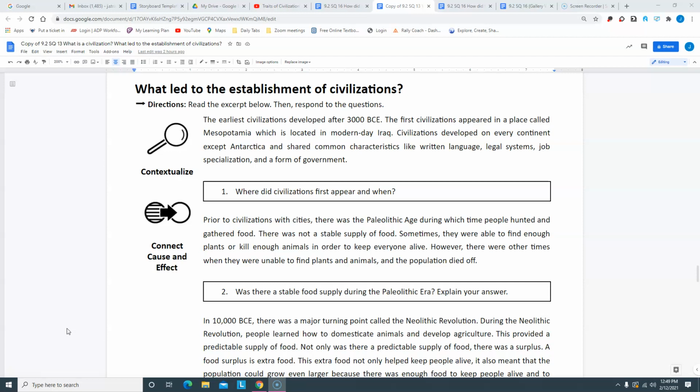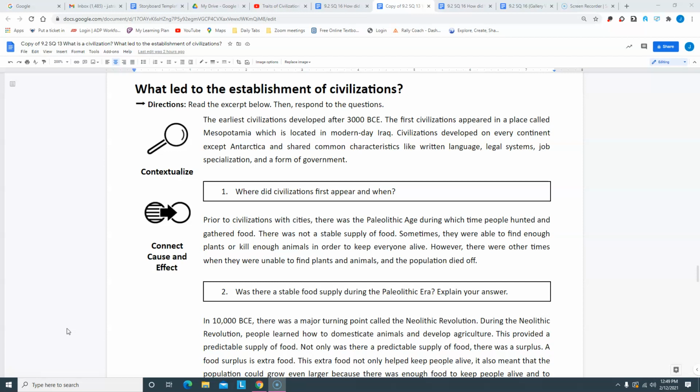The earliest civilizations developed after 3000 BCE. The first civilizations appeared in a place called Mesopotamia, which is located in modern-day Iraq. Civilizations developed on every continent except Antarctica and shared common characteristics like written language, legal systems, job specialization, and a form of government. Answer in the Edpuzzle, where did civilizations first appear and when?